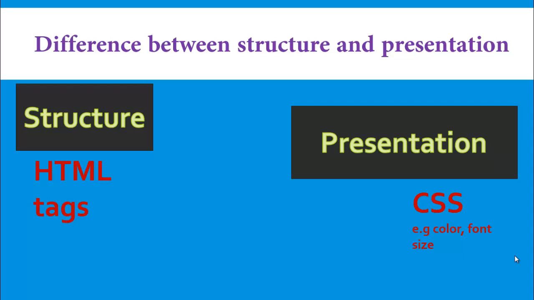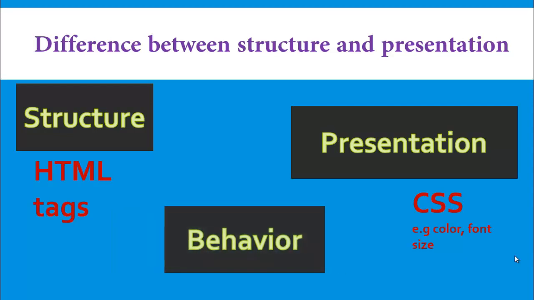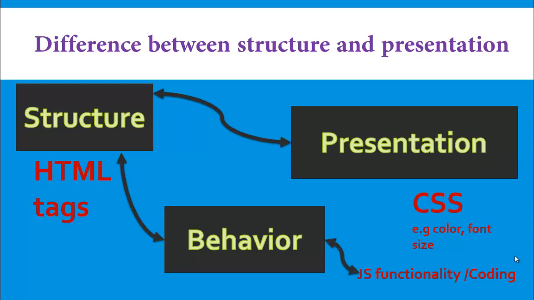So structure, HTML stands for hypertext markup language, in which we will use heading styles 1, 2, 3, and if you want to write a paragraph, we will use a pair tag, which is the P tag. Then if you want to add functionality in your website, we will use JavaScript. With the help of JavaScript, JS, you can add the functionality, or you can say the coding part. And they are linked with each other, just like that.